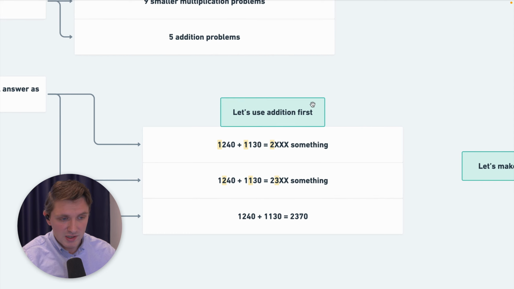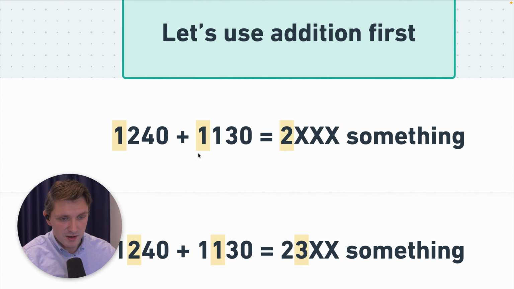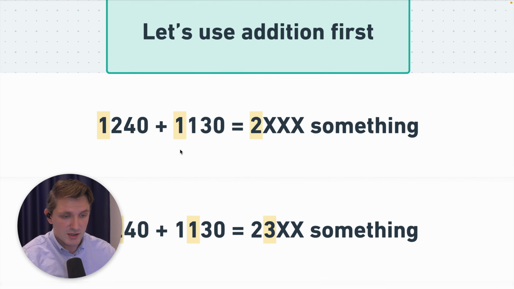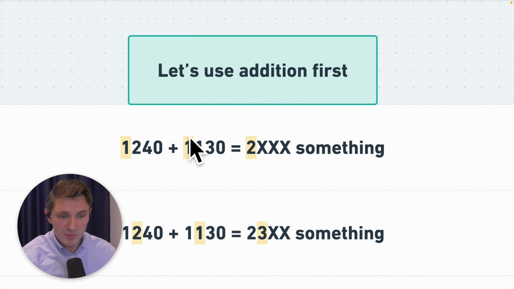So basically, let's go in with addition first. Here you can see that we have 1240 plus 1130. If you sum those together, but you start from left to right, the nice thing about it is that at the moment when you see the numbers, you can already start saying 2000.